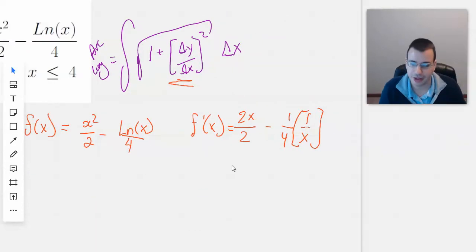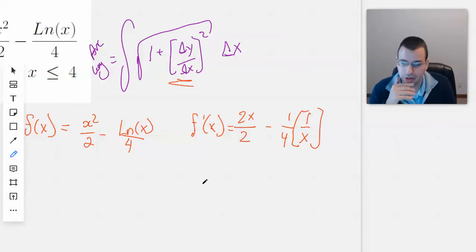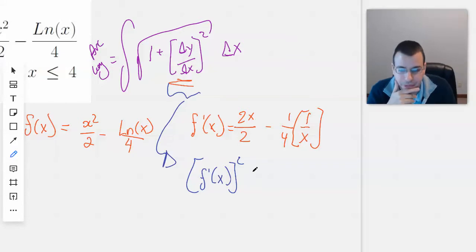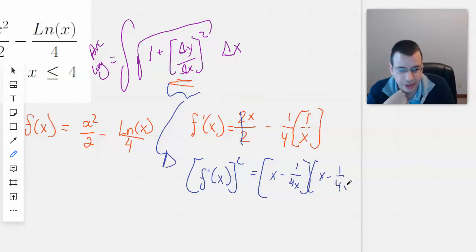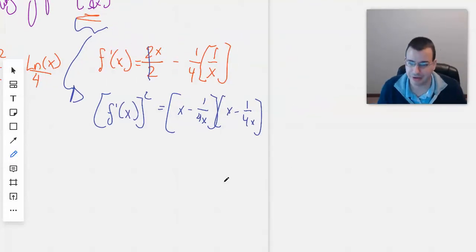Okay, so now that we've got this, let's do the square of such. So f prime of x squared. What I'm doing is I'm trying to find this term. So cancel out the 2's. Now we have x minus 1 over 4x. And I'll write it out again. X minus 1 over 4x. There we go. And then we'll use the FOIL method: first, outside, inner, last. I just say the FOIL method and then I just do it. Multiply everything by everything else.